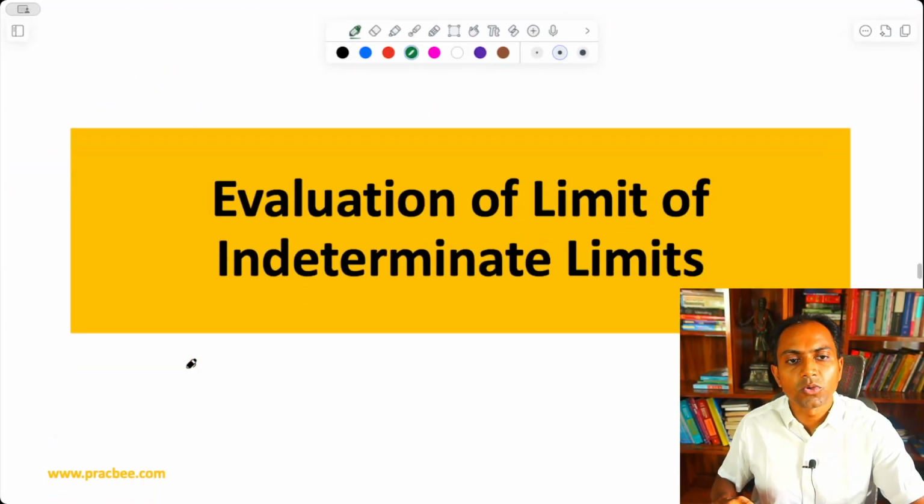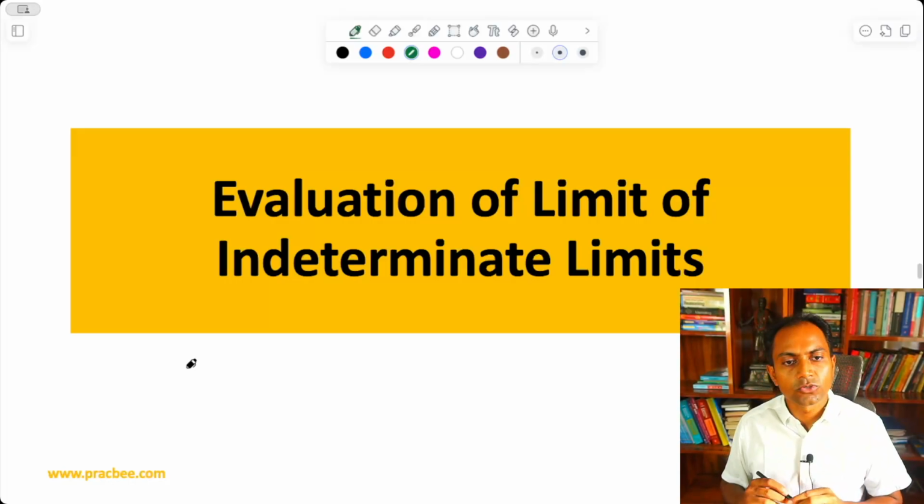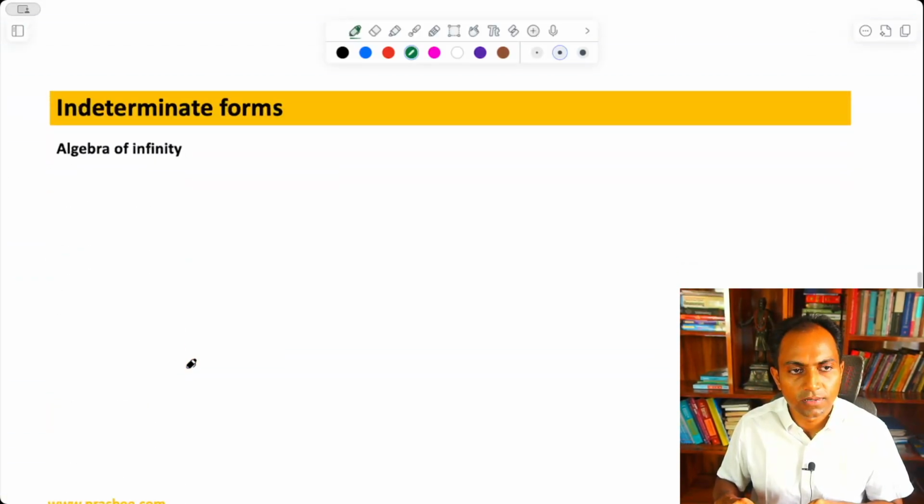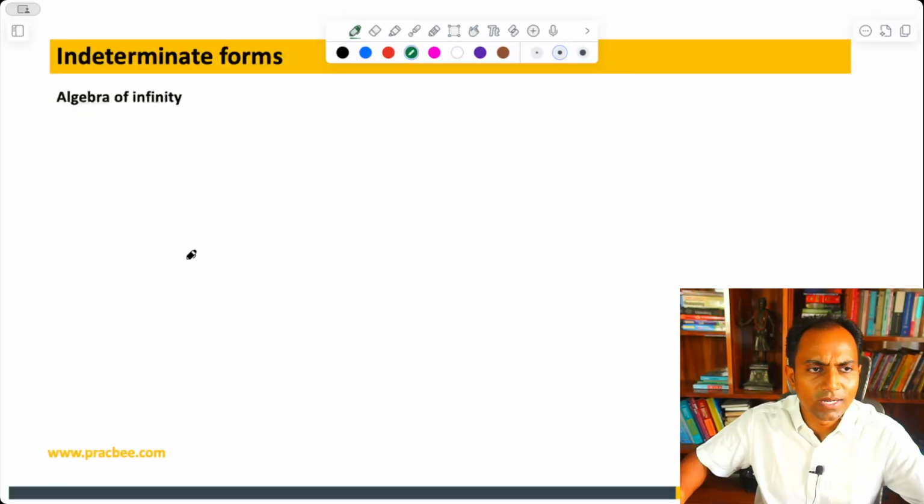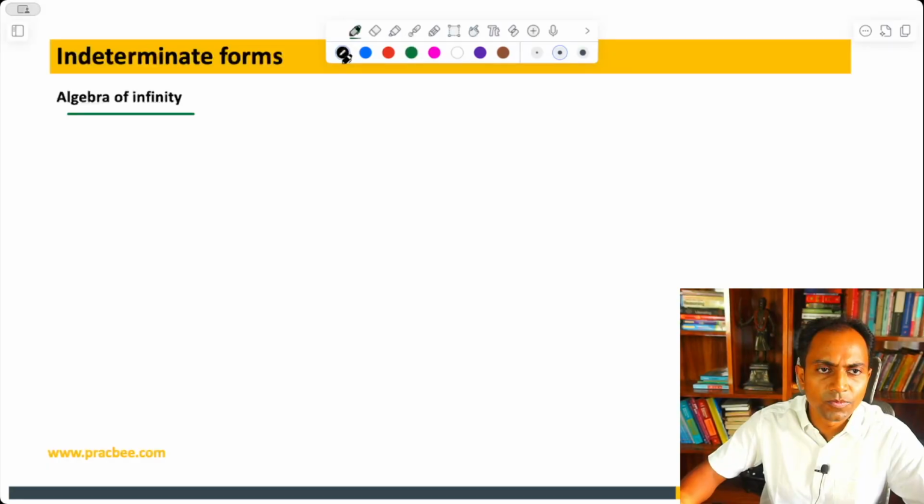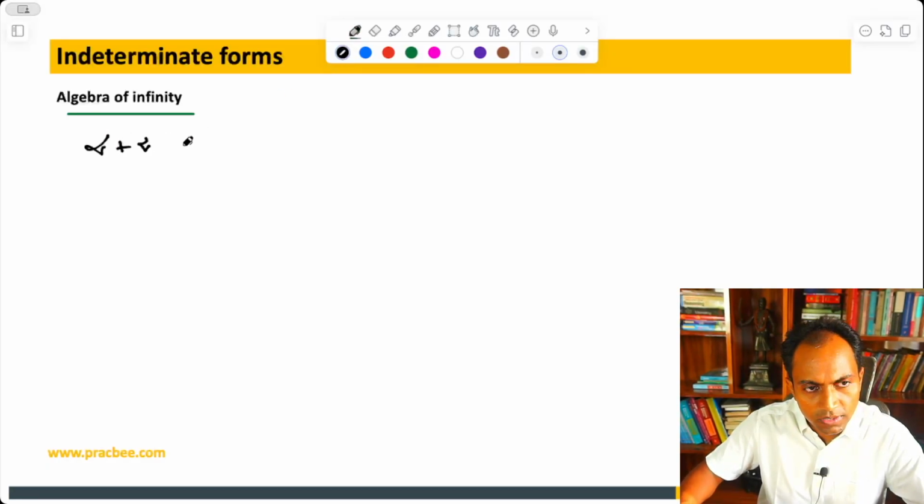Now let us come on to another very important area, that is evaluation of indeterminate limits. Now what are indeterminate limits? First understand that. For understanding that, we need to understand a simple algebra of very big quantities. So when we say infinity in this chapter, it would mean very big quantity. What we are saying is if we add two very big quantities, the answer is going to be a very big quantity. If I multiply two very big quantities, the answer is going to be a very big quantity.